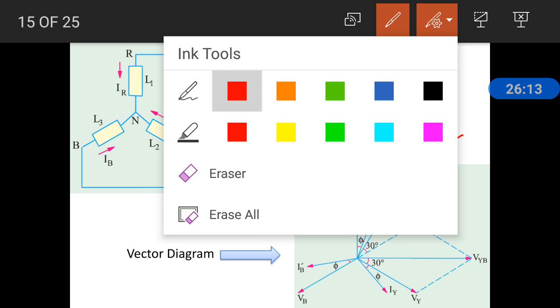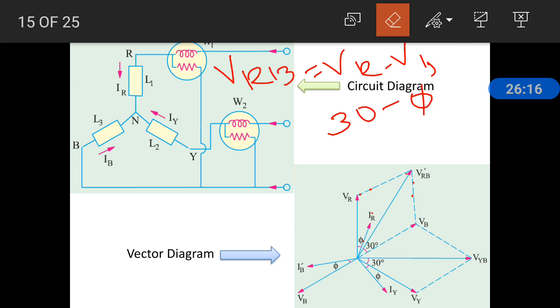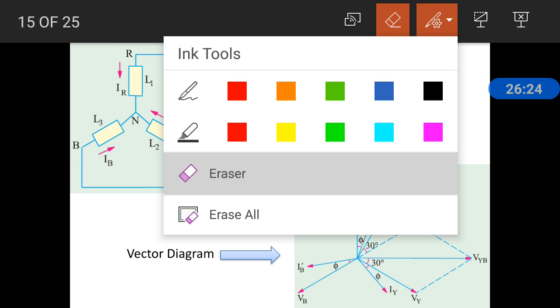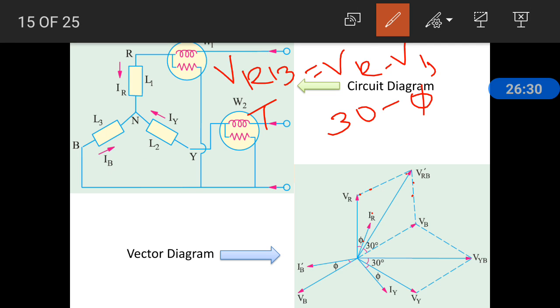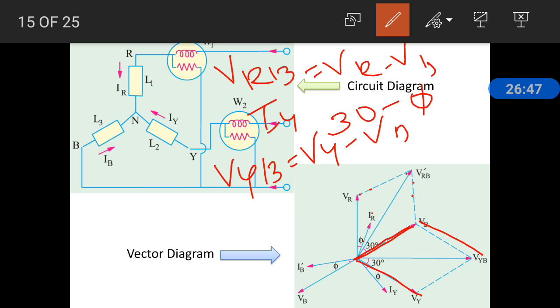So next we are going to discuss the angle difference between IY and the voltage. Here IY is the current, and the voltage is VYB. VYB means VY minus VB. We already extended minus VB here. So using the parallelogram method with VY and minus VB, its parallelogram is this one. So we got VYB, this one.